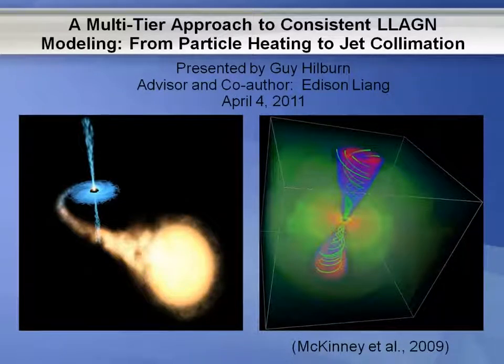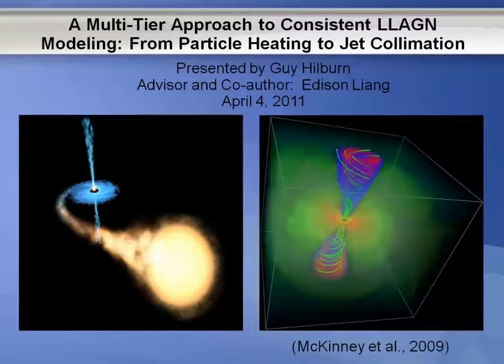The picture on the right is a 3D GRMHD, general relativistic magnetohydrodynamic simulation. I chose this one because in the middle you can see just this tiny accretion disk and then very large scale jets coming out. The lines that are shown are magnetic field lines. And this is just a density plot in general.